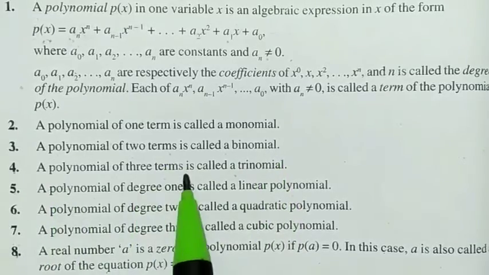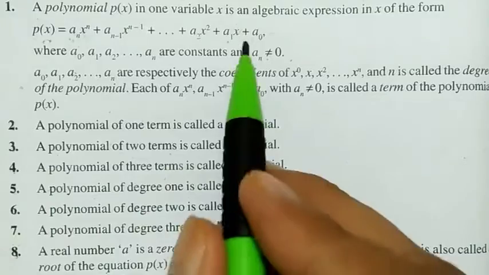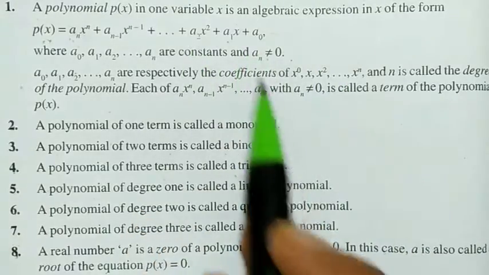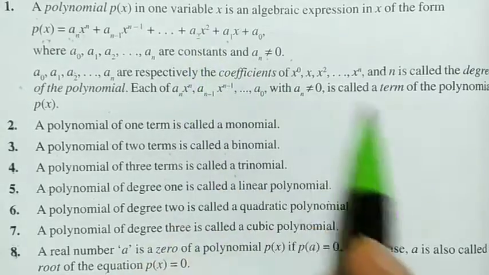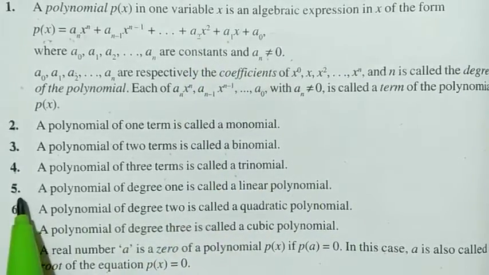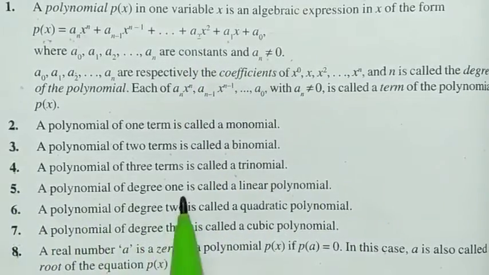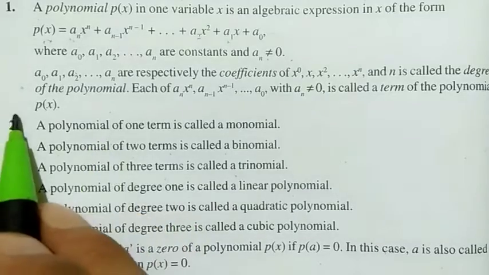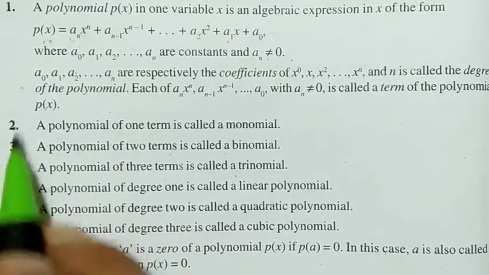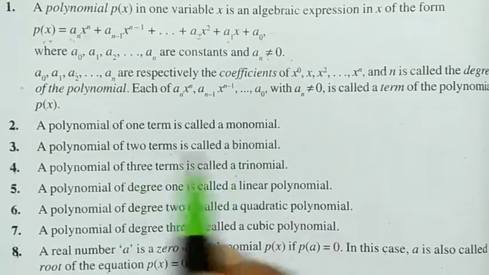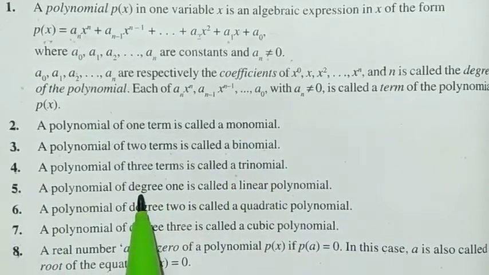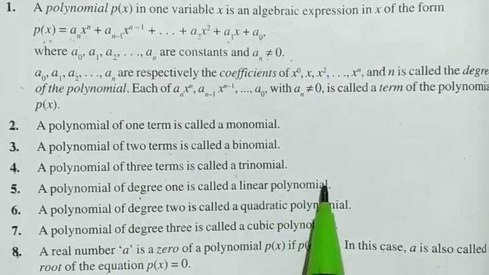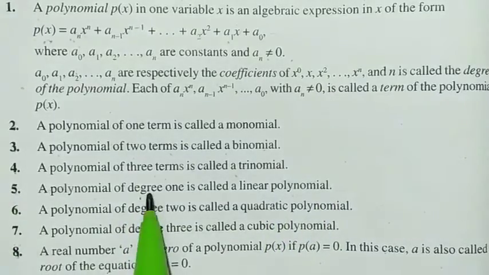A polynomial of three terms is called a trinomial. Similarly, the three terms can be any terms, but the variable and its power are different in the other terms. Next point: a polynomial of degree 1. This was the classification based on the number of terms: one term monomial, two terms binomial, three terms trinomial. But here a polynomial of degree 1 is called a linear polynomial. Now this is the classification by degree.